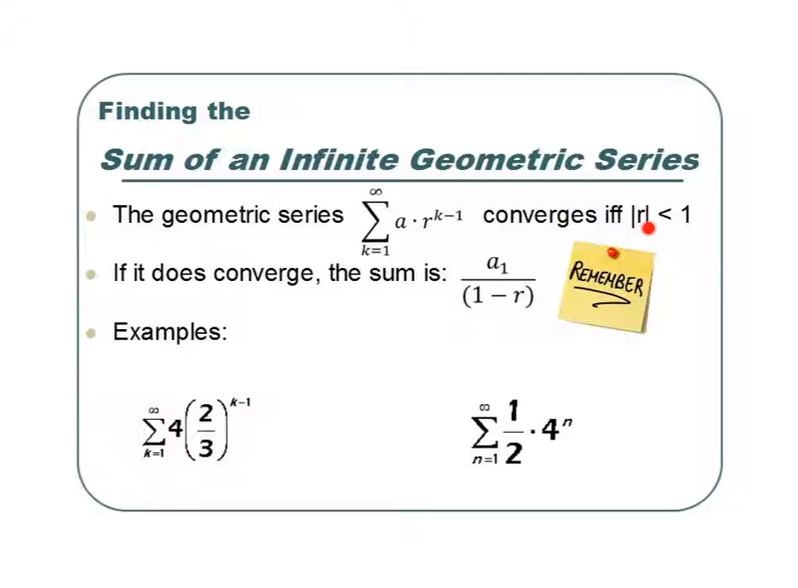So that last one I was multiplying by 1/2. That's what made it converge, because the common ratio was less than 1. If your common ratio is some sort of a fraction, that's a clue that it's going to be converging, and then you can find the sum.